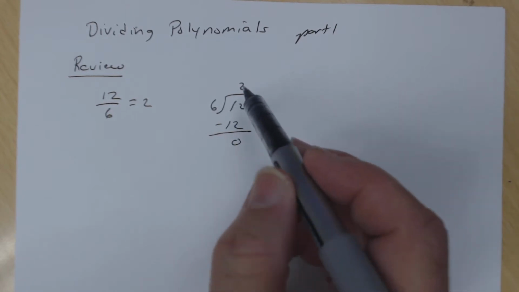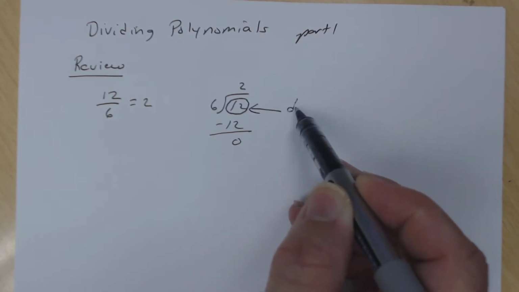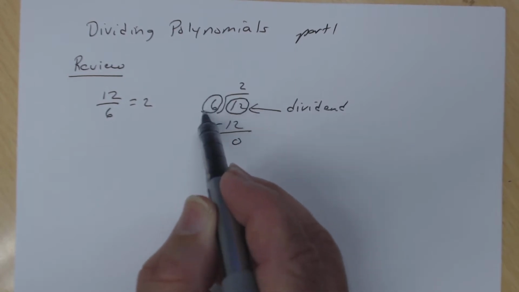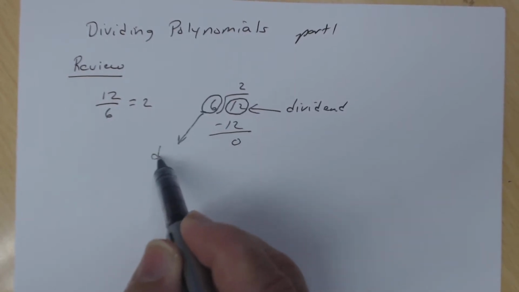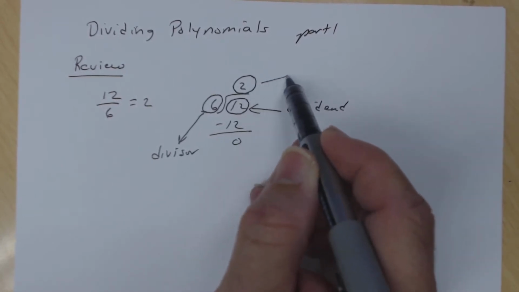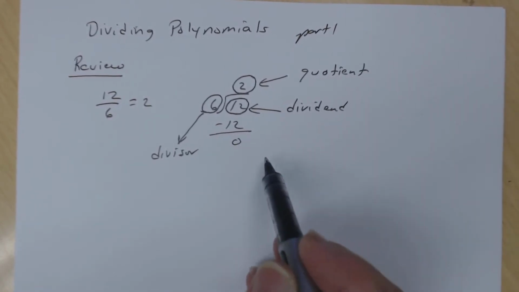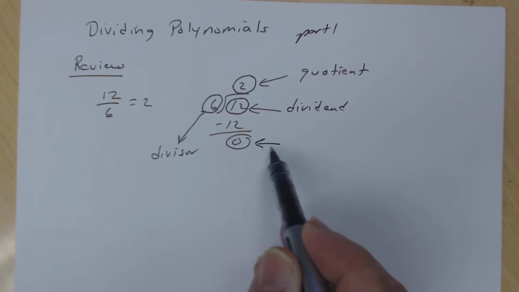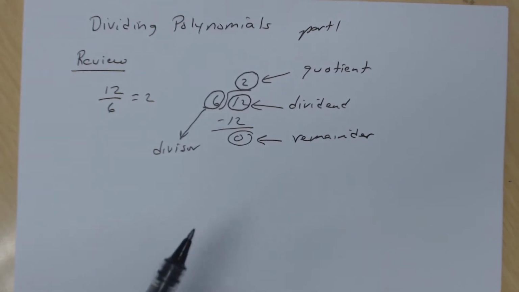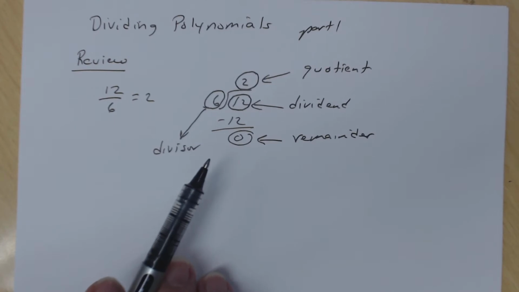Now, terminology. This 12 right here is called the dividend. This 6 is called the divisor. This 2 is called the quotient, and the 0 here is called the remainder. Alright, so that's the terminology that you've learned in a previous course.